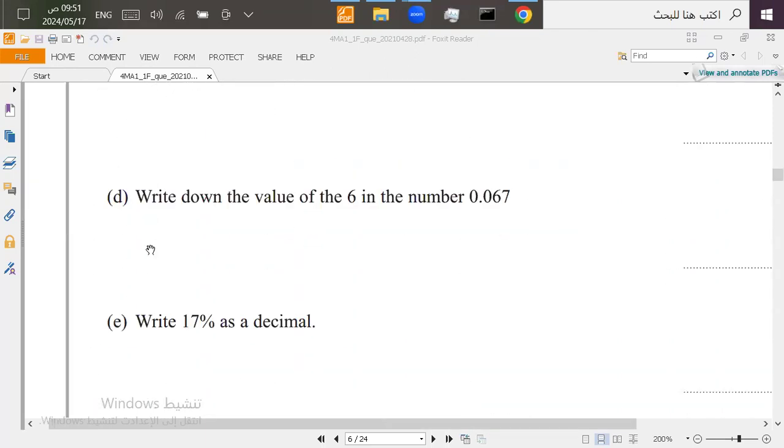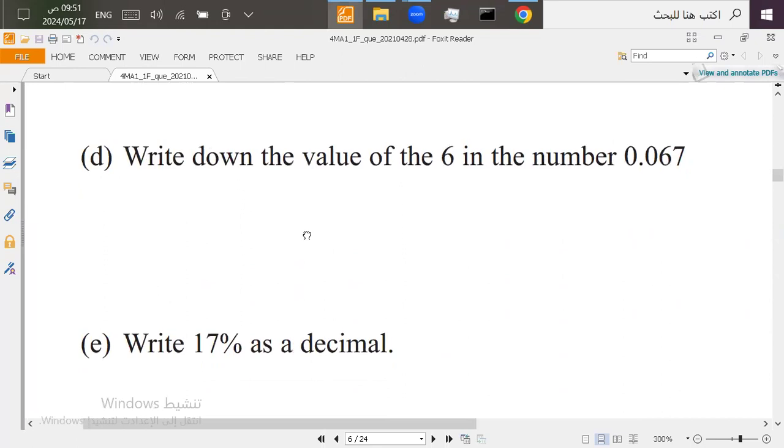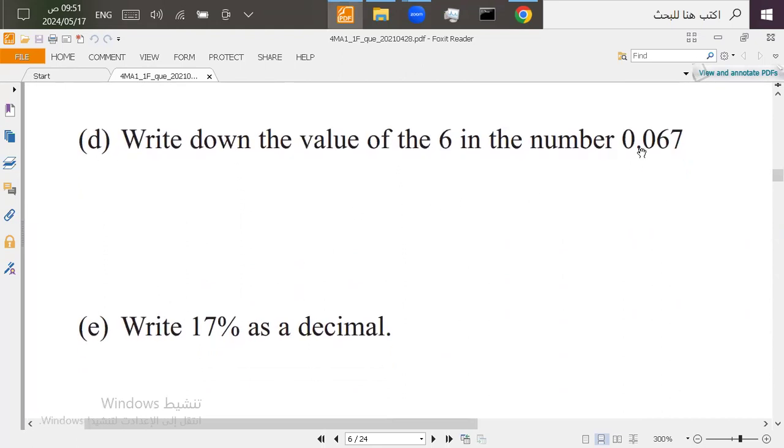Write down the value of the 6 in the number 0.067. They want the value of the 6. Now, as you see, this is a decimal point. It means this is a tenth. This is a tenth. And after the tenth, we have hundredth. Hundredths. Good. So the value will be hundredth. Yeah. So it's going to be hundredths. Like this.